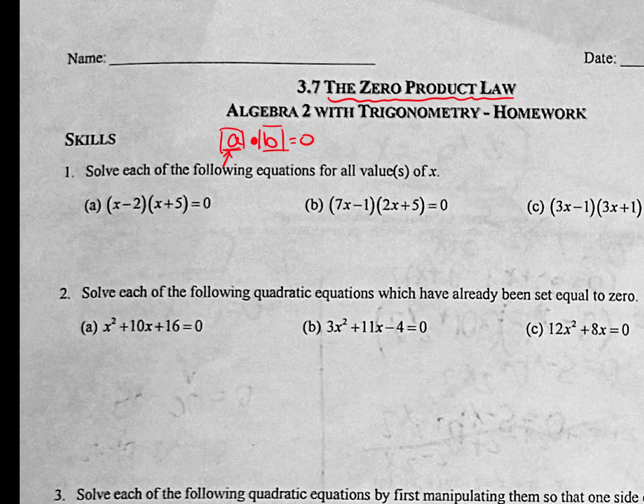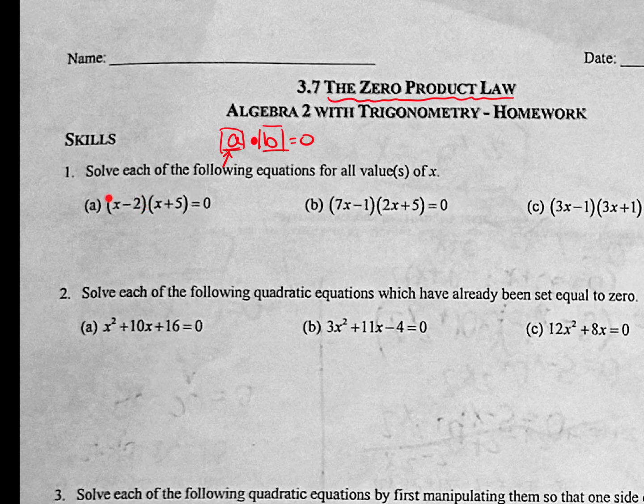If I have two things multiplied together, it really doesn't matter what the A value is if the B value is equal to zero. And vice versa. It doesn't really matter what the B value is if the A is zero. Okay. And so if the product is zero, one of these has to equal zero. And so what's important to understand is that it is multiplication.